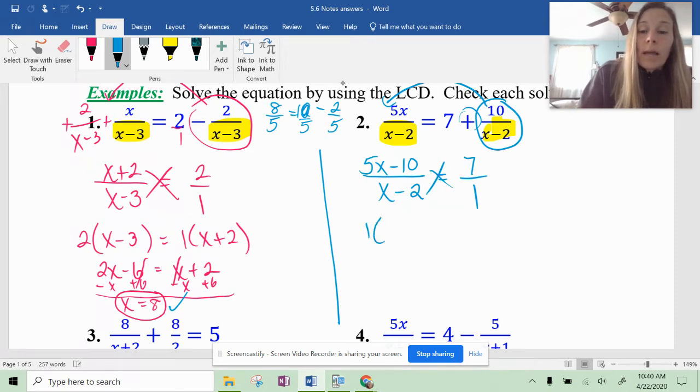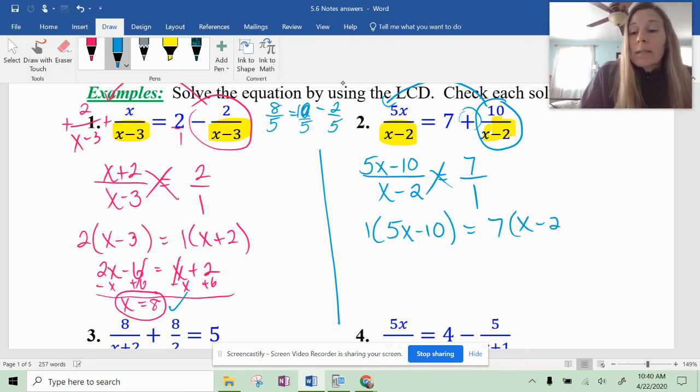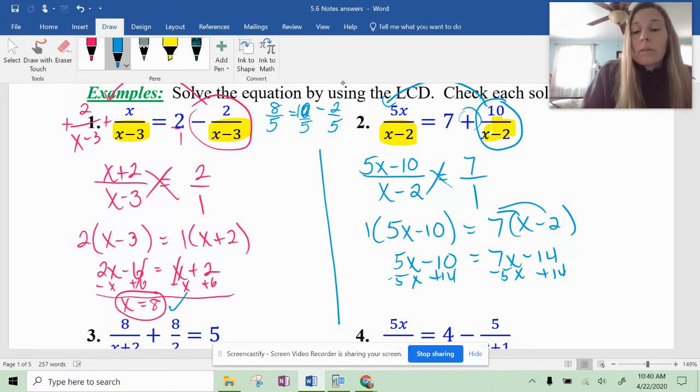So on the one side, I have 1 times 5x minus 10. You don't really need the 1. The other side, you're going to have 7 times x minus 2. Get rid of our parentheses. So 5x minus 10 equals 7x minus 14. We just distributed, right? Getting all our x's on one side of the equation, the constants on the other side. So now I have 4 equals 2x, divide by 2, x equals 2.